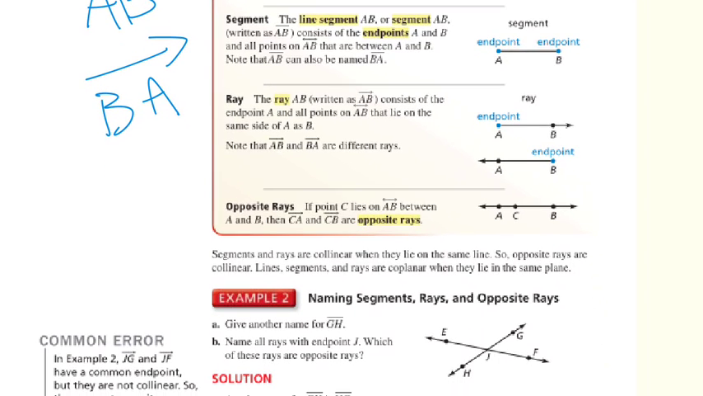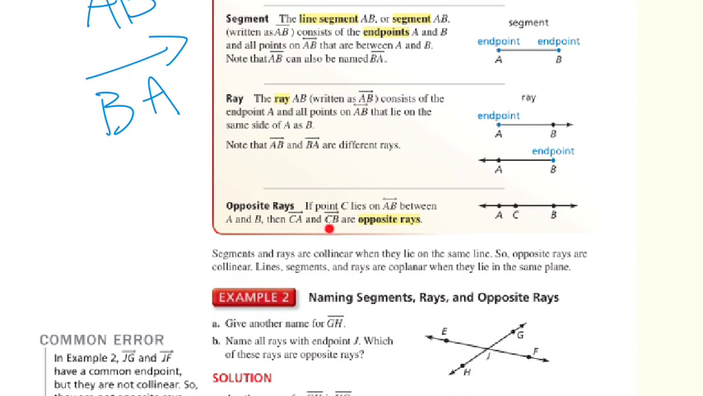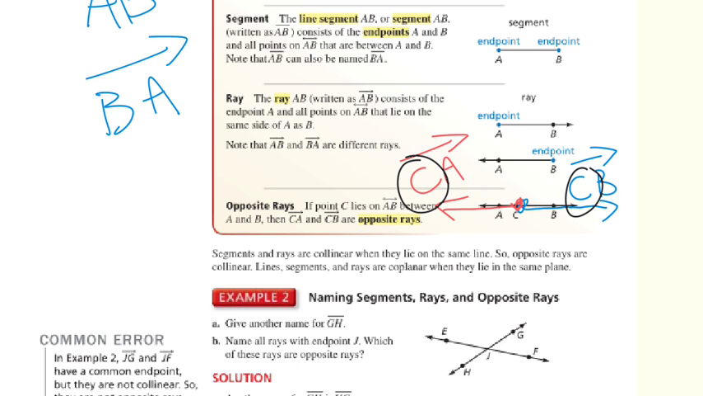One little thing about rays here, we've got this idea of opposite rays. Opposite rays are rays that start at the same point and travel in opposite directions. So here I could talk about ray CB, which starts at C and travels through B. On the other hand, I could talk about ray CA, which starts at C and travels through A. And these are opposite rays because they both start at C, but they travel in completely opposite directions.